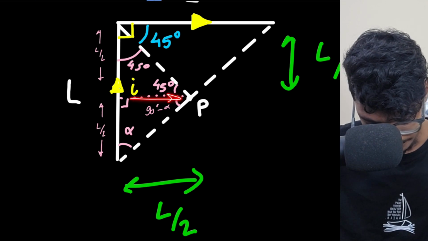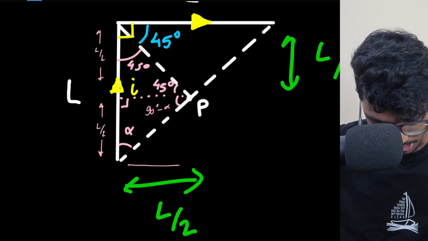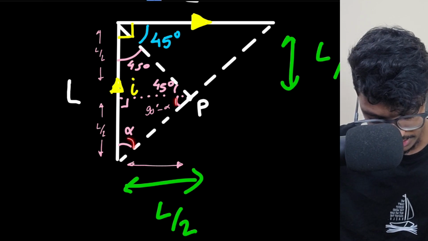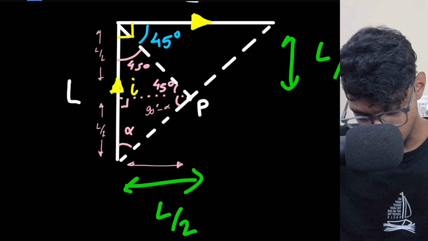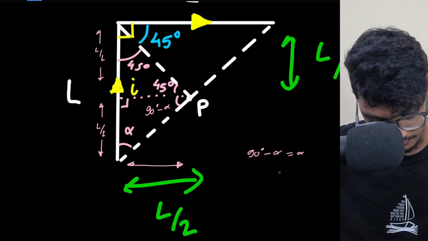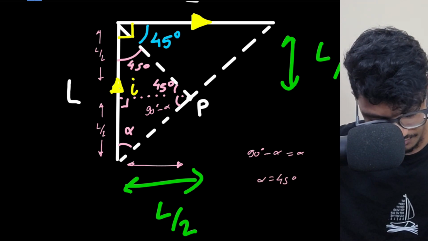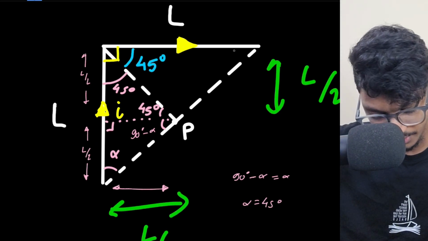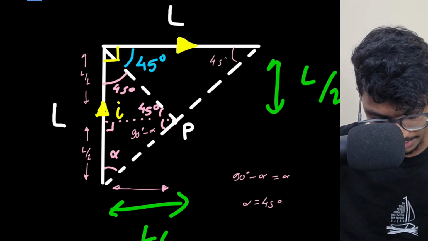And this is also L by 2. If the two sides of a triangle are the same, their opposite angles will also be the same. So 90 minus alpha has to be equal to alpha. So alpha equals 45. You can find it out in many ways; this was one of them. Same case you apply here. This angle you will also get as 45.